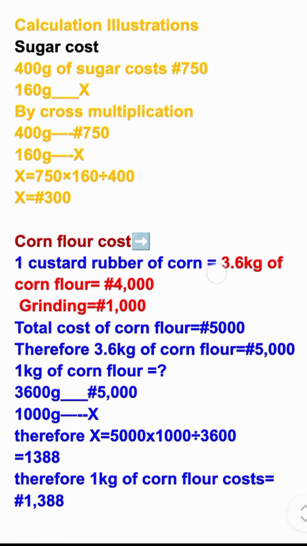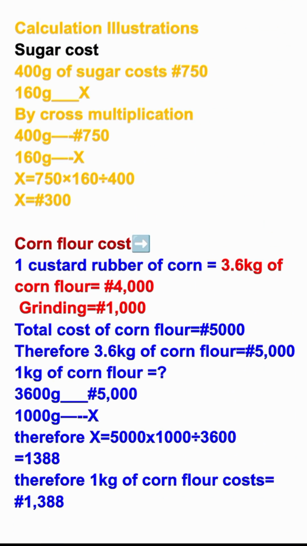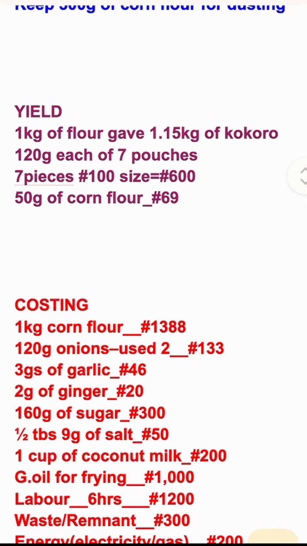I hope you understand. So the same thing for the corn flour. Now for the corn flour, 1 custard rubber of corn, as you saw in the video, will give me 3.6 kg of corn flour. After that, I used 1000 naira to grind it, and the price of the corn is 4000 naira. So that means the corn flour cost 5000 naira in total. So the same thing, cross multiplication. If I have 3.6 kg of corn flour to be 5000 naira, which is the same thing as 3600 gram of corn flour to be 5000 naira, how much will 1000 gram give me? So the same thing, I'll multiply 5000 times 1000, divide by 3600. So that is how I came about 1388 naira for the price of my corn flour here.